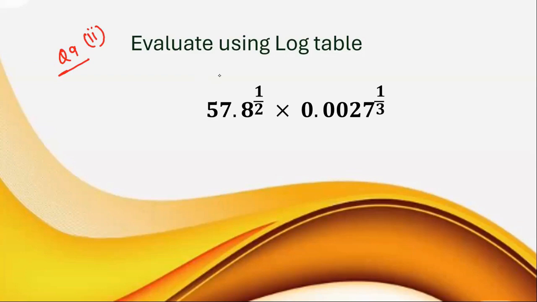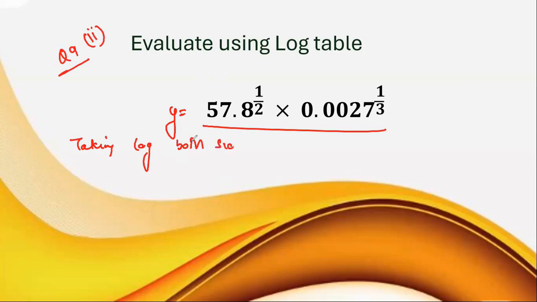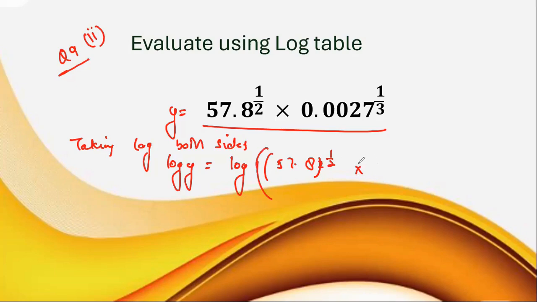That we have to take this whole value as equals to y. That's my first step. After the first step, what we have to do? We have to take log both sides, right? So that's my next step. So it will become log y, that is equals to log of 57.8 raised to the power half multiply 0.0027 raised to the power 1 by 3, right? This is my second step.